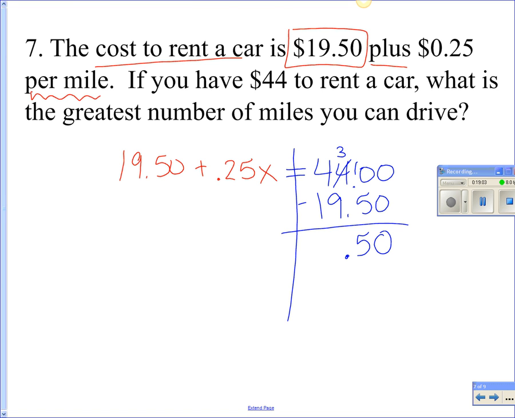I can't do 3 minus 9. I got to borrow again. Make this a 3, and this becomes a 13. What's 13 minus 9? 4. And 3 minus 1 is 2. Okay? And I'm going to drop this down.